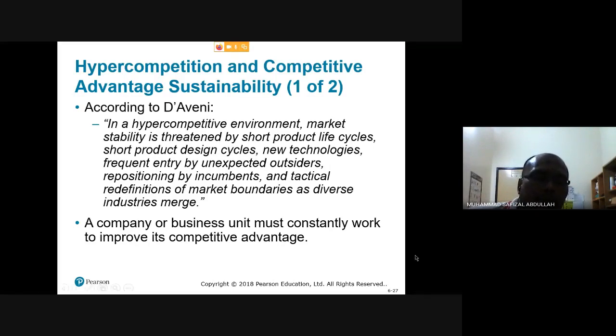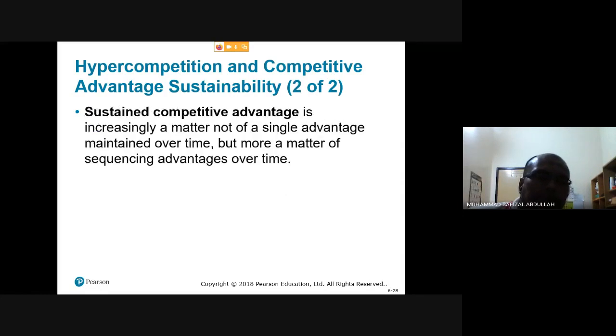Why? Because you want to improve your competitive advantage. With a good competitive advantage, you can stay in the game. You can stay in the industry. If not, you are kicked out of the industry, like Nokia, for example.